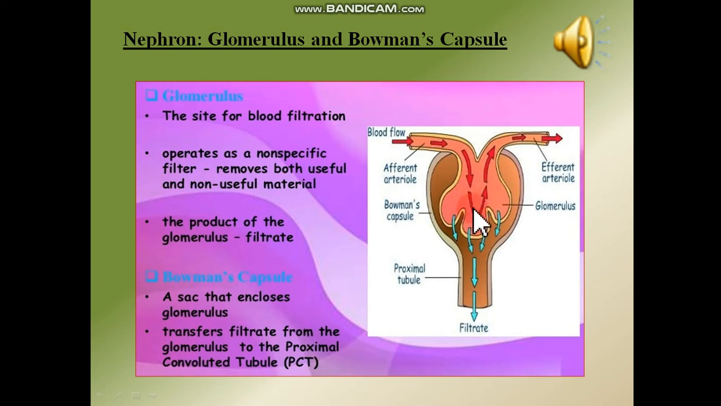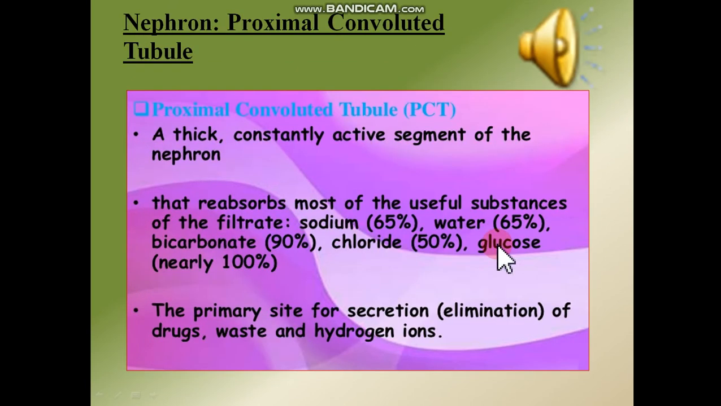Why? Because fenestrae are not large enough to filter the blood proteins and the cells, and the fenestrae also have a negative charge, so negative proteins are not allowed to enter the cavity of the Bowman capsule. Bowman capsule is a sac which encloses the filtrate.